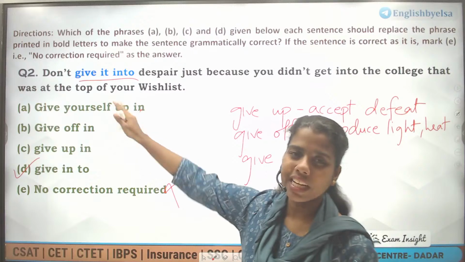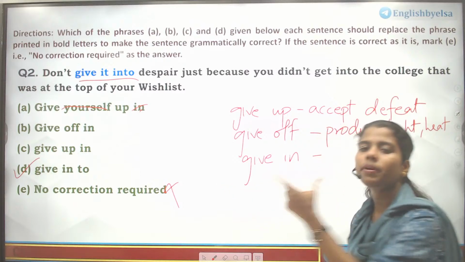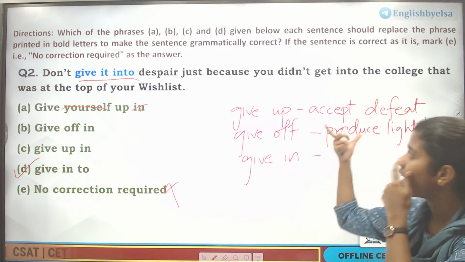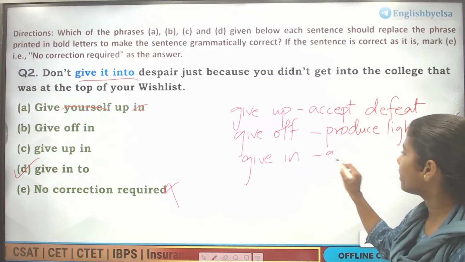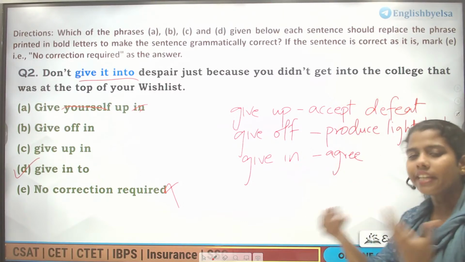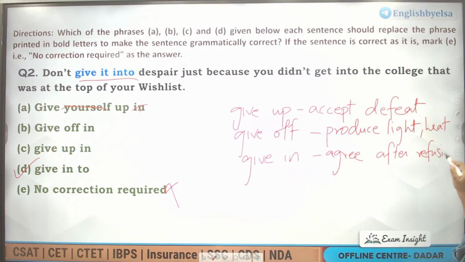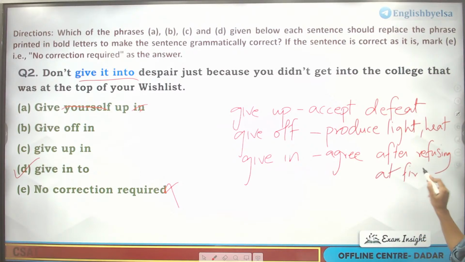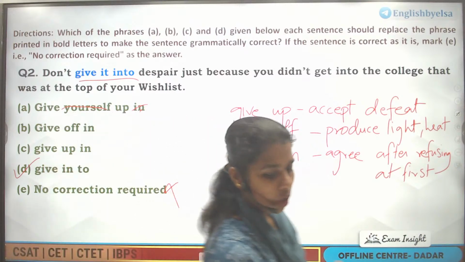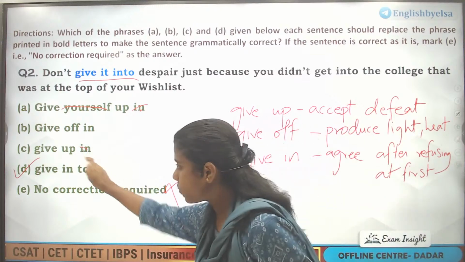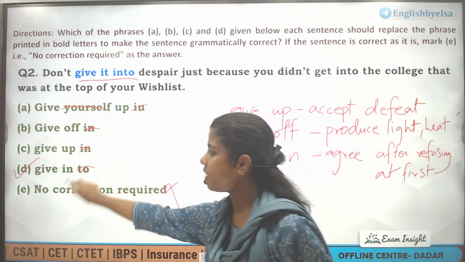Give yourself up. Do not get confused by the terms they are adding in. This "yourself" is an extra part. Give up is the actual phrasal verb. Give up means accept defeat. But give in means agree, to agree to something after refusing at first. Now you can get to the answer. Question number 2, option D is the correct answer. This you can also read as give up. Second one is give off. Third one is give in.